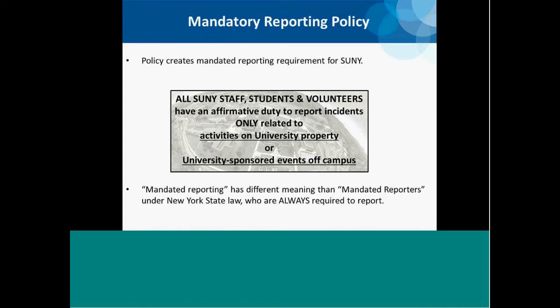This slide reiterates in graphic form the mandatory reporting requirement. All SUNY staff, students, and volunteers have an affirmative duty to report incidents of child sexual abuse occurring on SUNY property, as well as incidents occurring off SUNY property if the abuse occurs in connection with SUNY business or SUNY events. Note, however, that the term mandatory reporting, as used in the SUNY policy, is not the same as the reporting responsibilities of mandated reporters under New York State Social Services Law, who are always required to report all forms of suspected child abuse wherever it occurs.